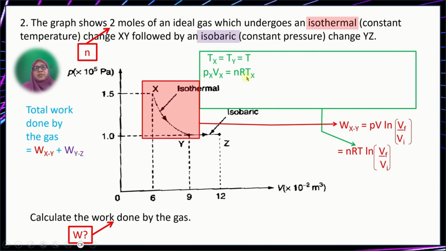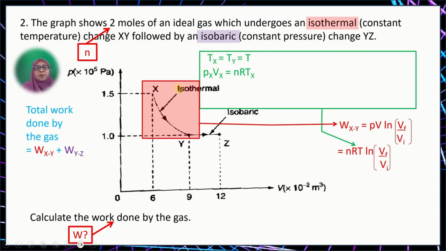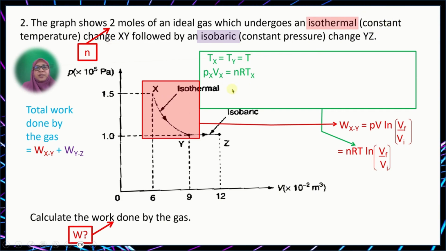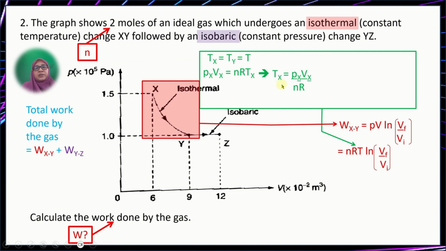For the temperature we can use PV equals nRT at X: PX VX equals nRTX. Also we can use PY VY equals nRTY, because the temperature for isothermal is constant. Let's say we choose this one, PX VX equals nRTX. So TX equals PX VX over nR.